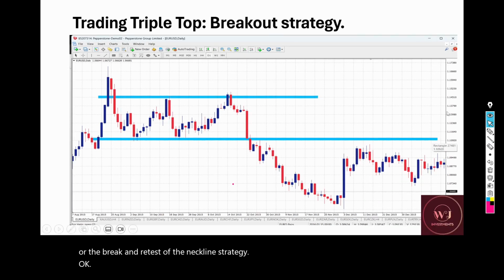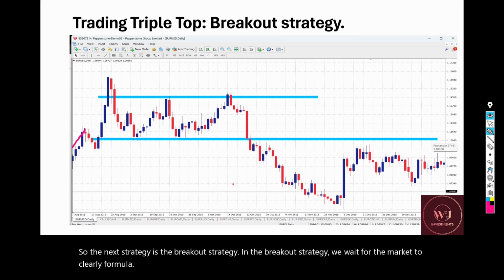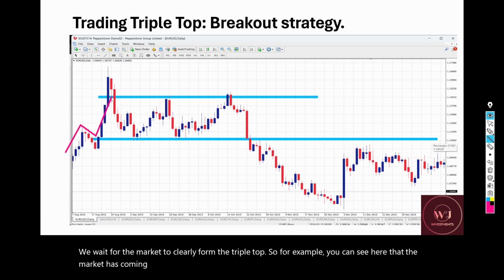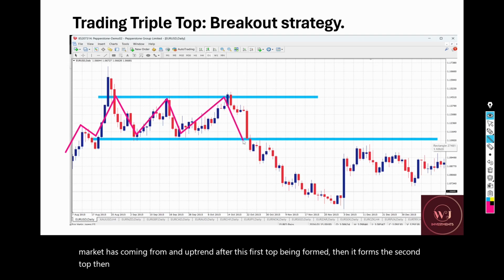So the next strategy is the breakout strategy. In the breakout strategy, we wait for the market to clearly form the triple top. So for example, you can see here that the market was coming from an uptrend. After this first top being formed, then it forms the second top, then it makes a third top, and then here it breaks the neckline, which is the level of support.